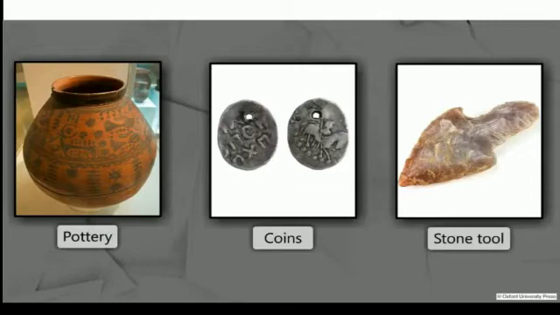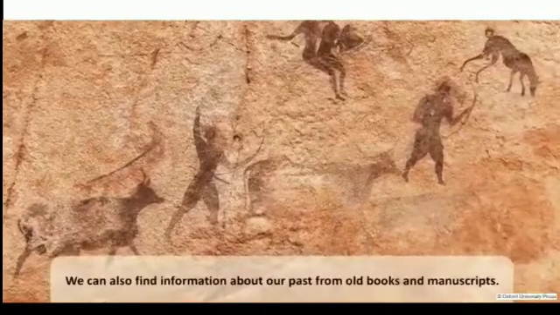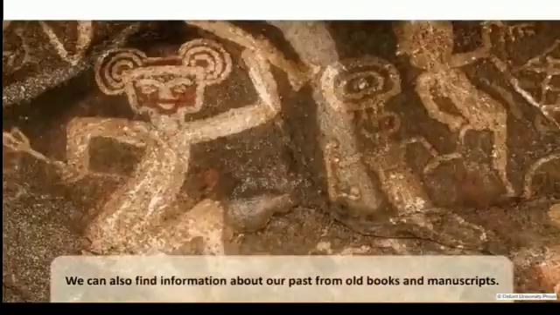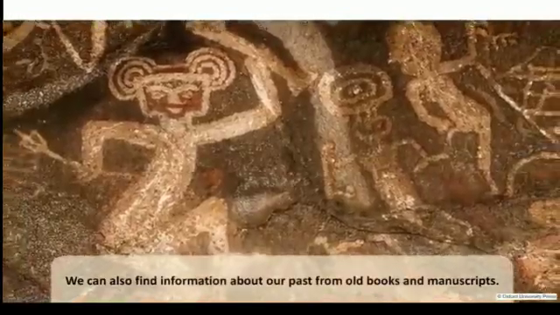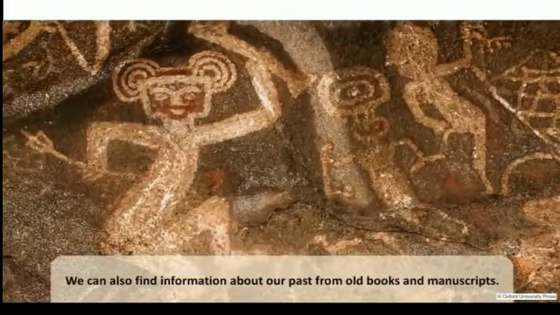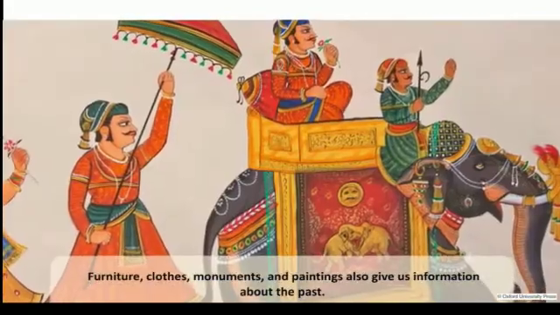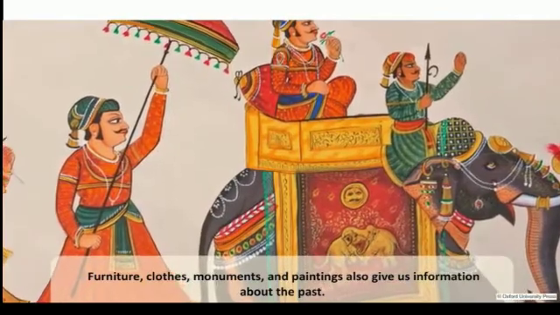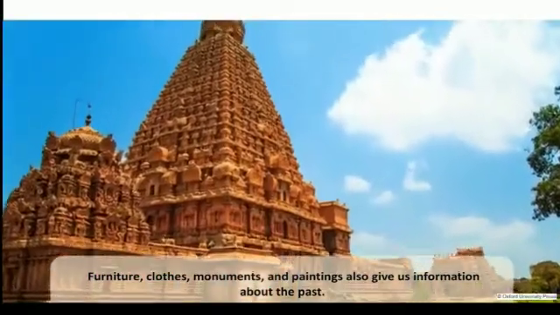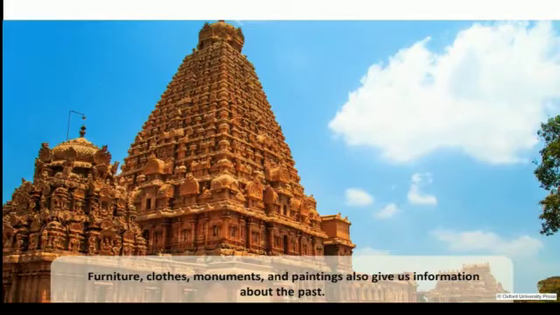These sources can be in the form of objects such as coins, utensils, tools, and jewelry, which were used by people in the past. We can also find information about our past from old books and manuscripts. Furniture, clothes, monuments, and paintings also give us information about the past.